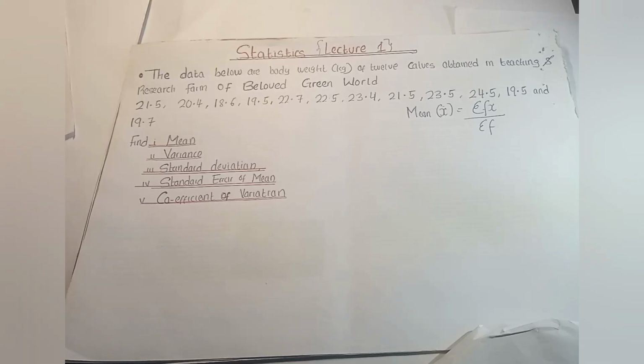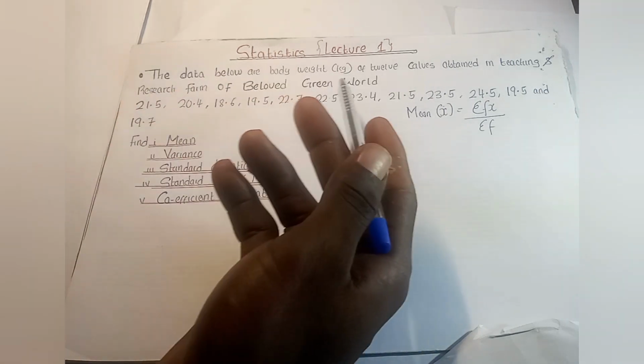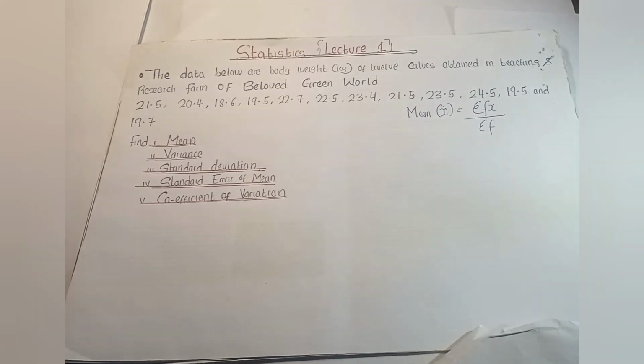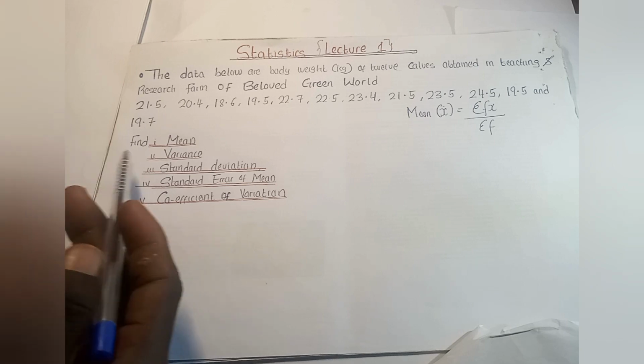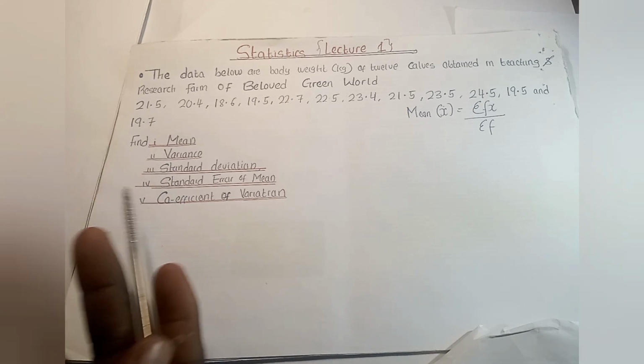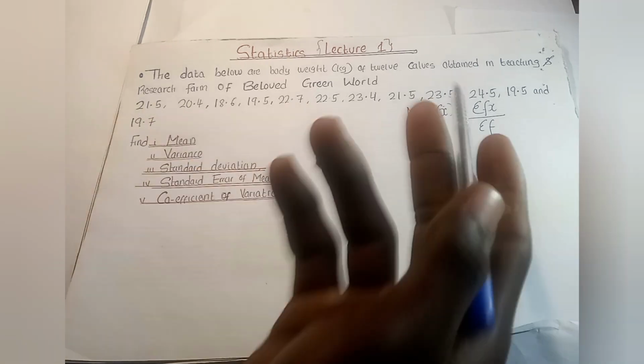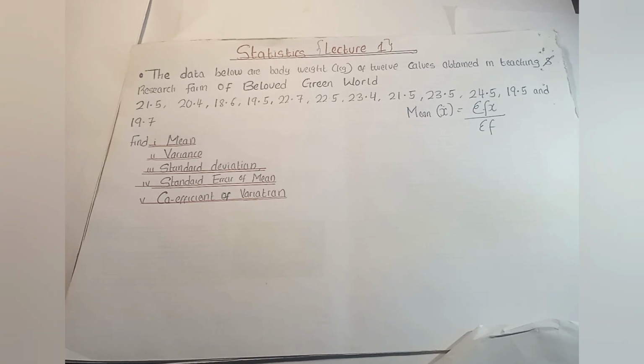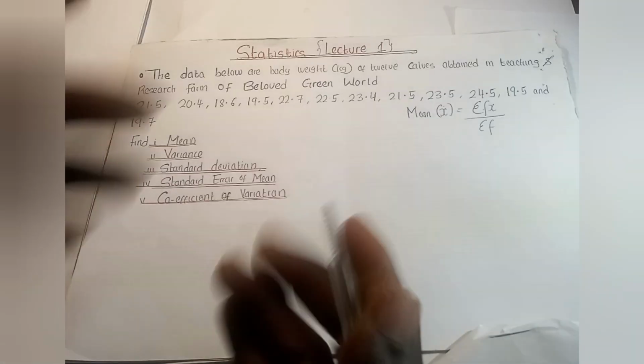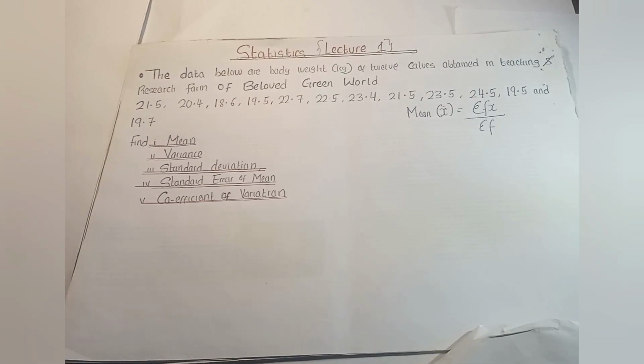Okay, let's get to business without wasting our time. So the question says, the data below are the body weight in kilogram of 12 calves obtained in teaching and research farm of beloved Greenwood. And the question says that we should find the mean, variance, standard deviation, standard error of mean, coefficient of variation of this data. Before we proceed, I will write some formula here so that we know what we'll be finding.